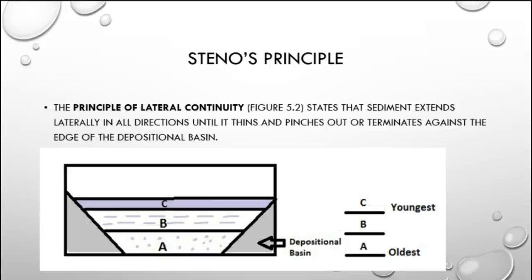Steno's next principle is the principle of lateral continuity. In this principle, it states that sediment extends laterally in all directions until it thins, or pinches out, or terminates against the edge of a depositional basin. What we see here is a cross-section of sediments, A, B, and C, that have actually terminated against the edge of this depositional basin. A is the oldest, followed by B on top, being the next youngest, and then C being the youngest.